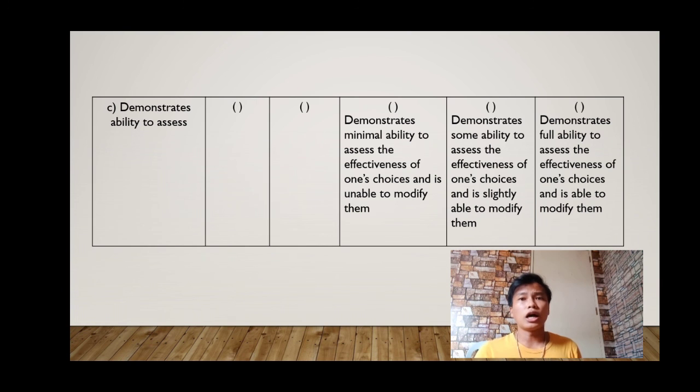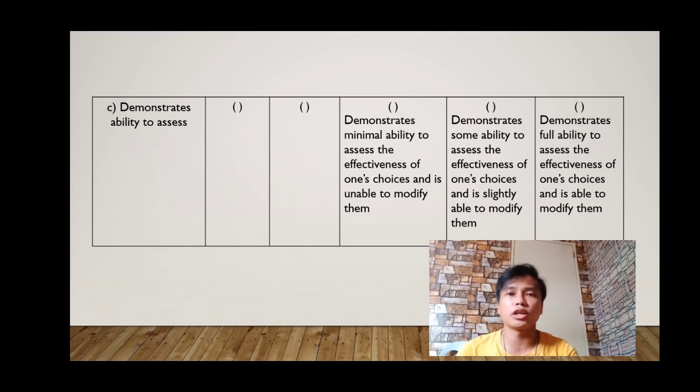But on the other hand, the students in the beginner category can't modify the effectiveness of one's choices. So they can assess the effectiveness, but they can't modify them. So let's proceed to the next category, which is the capable category.